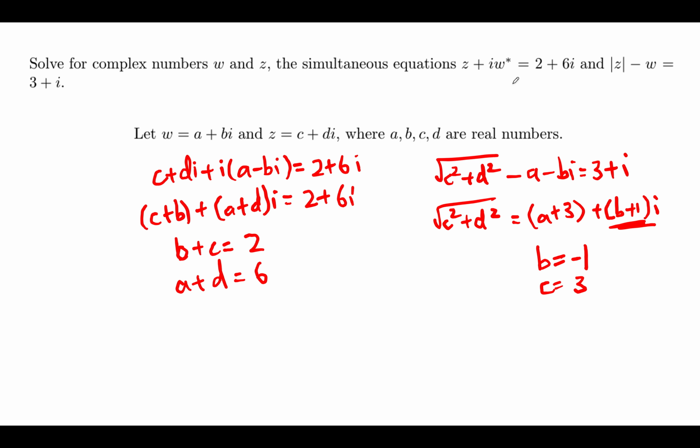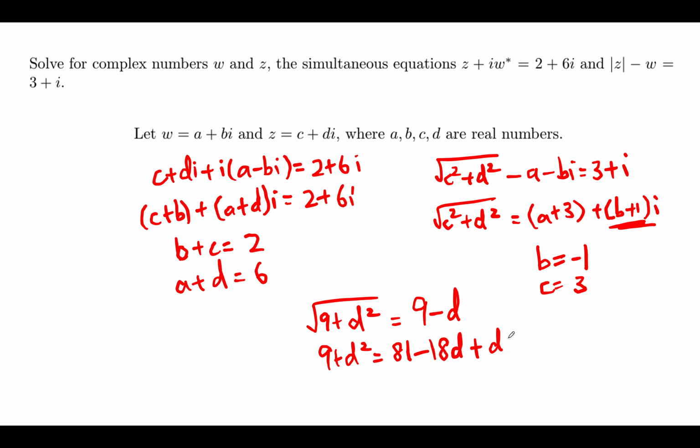And now what we are going to do is substitute these values, c equals 3, into this equation. So we get the square root of 9 plus d squared equals a plus 3. And a is equal to 6 minus d, so it becomes 9 minus d. And now we have an equation in one variable. If we square both sides, 9 plus d squared equals 81 minus 18d plus d squared. Okay, so the d squared cancels out. 18d is equal to 72. Hence, d is equal to 4.